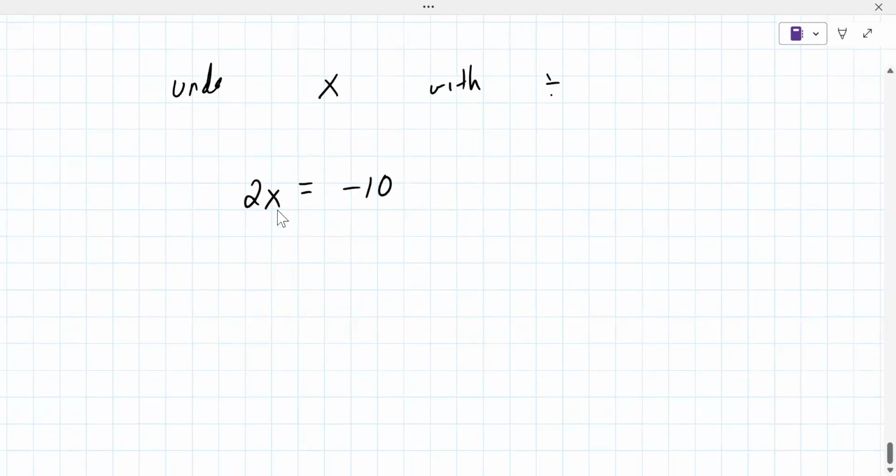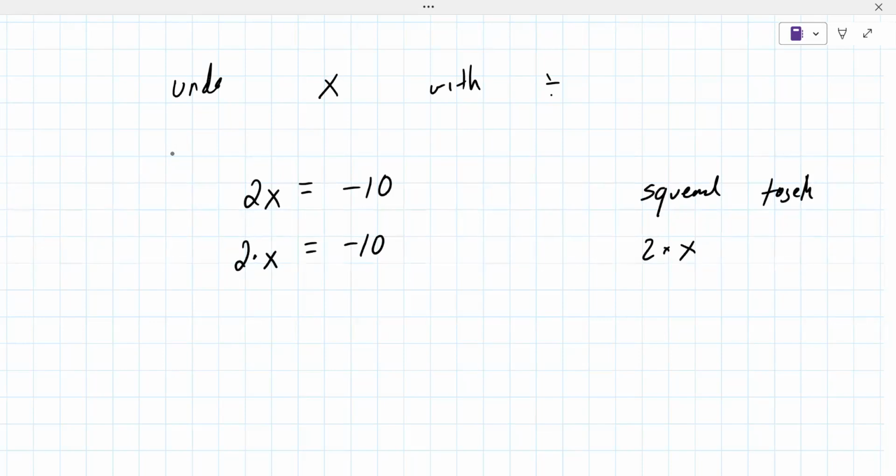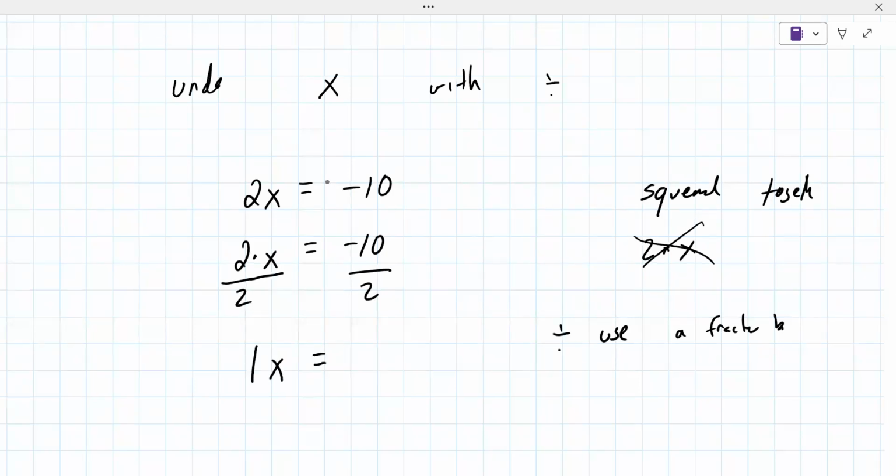2 is multiplying the x. I call it squeezed together, because there's no multiplication operator. Sometimes you see a dot, like 2 dot x equals -10. You rarely see 2 times x, because the times and the x, you just don't see that. But you undo it with division. Instead of a division sign, you use a fraction bar. So you say, okay, divide by 2, or you can go through the whole thing, doesn't really matter. 2 divided by 2 is 1. What is negative 10 divided by 2?